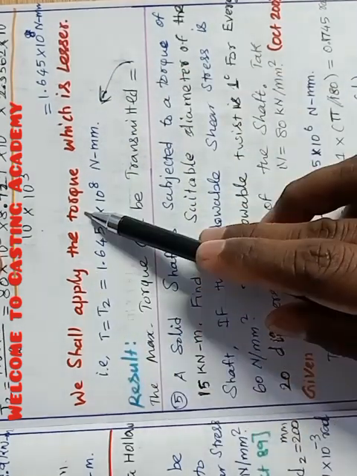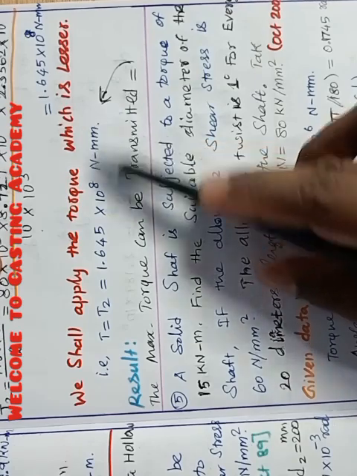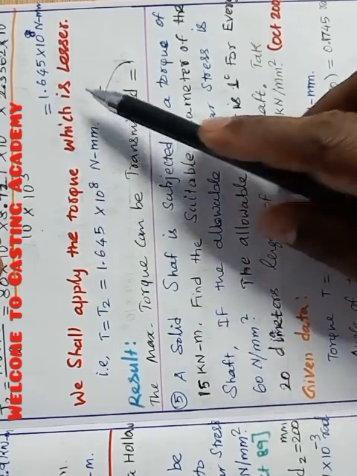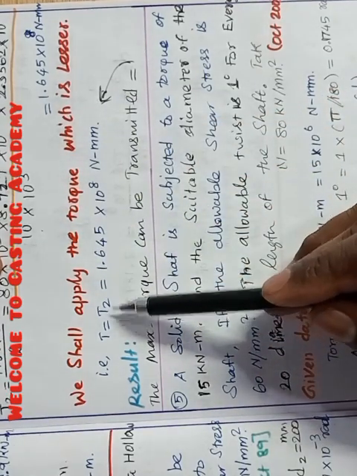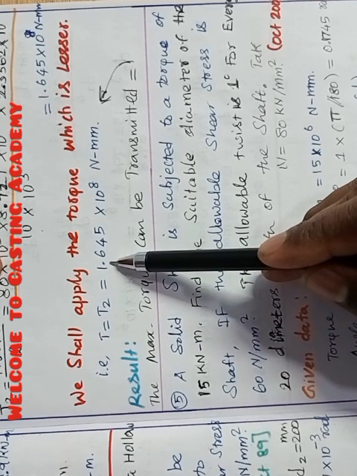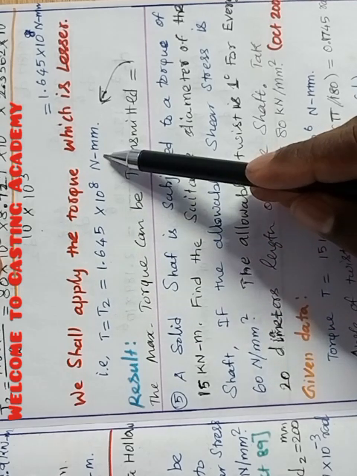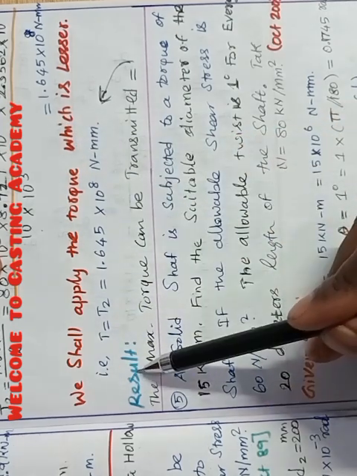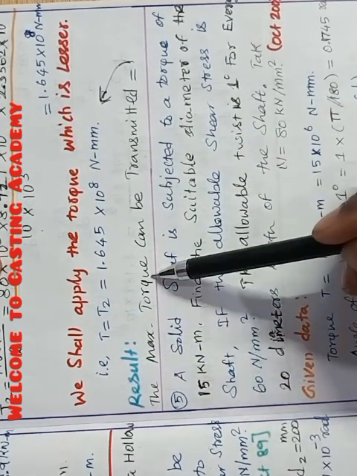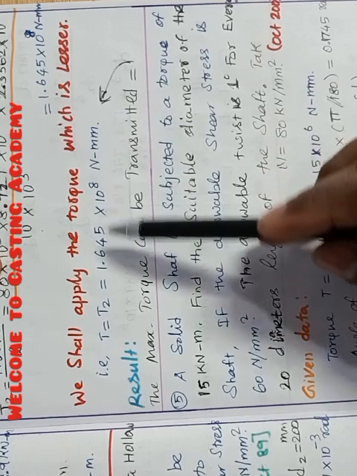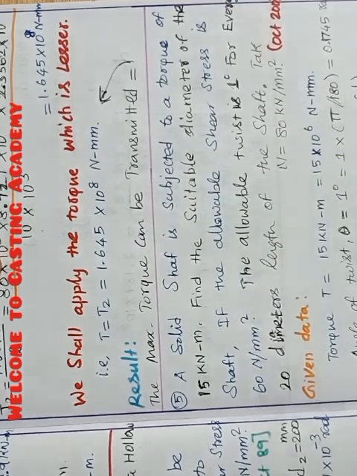We shall apply the torque which is lesser. Considering T1 and T2, 1.645 into 10 power 8 Newton mm is the lesser torque. So finally, write down the result. The maximum torque that can be transmitted is 1.645 into 10 power 8 Newton mm.